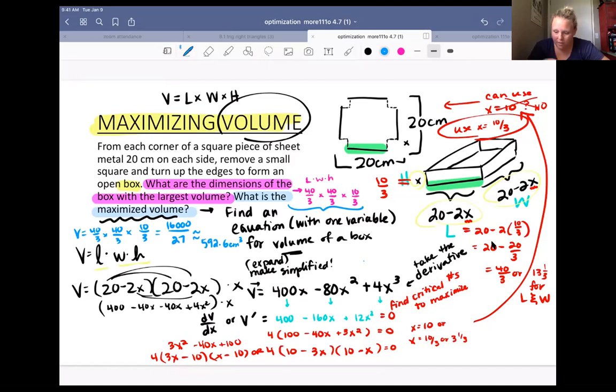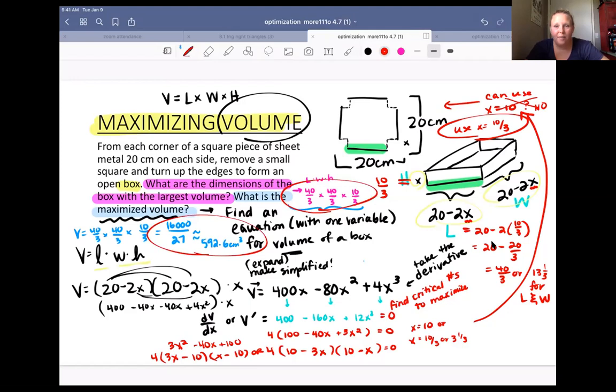Okay, so we did dimensions. The dimensions are here, and then the maximized volume, whether it's the exact or the fractional or the decimal, it'll tell you what kind of answer it wants you to give.